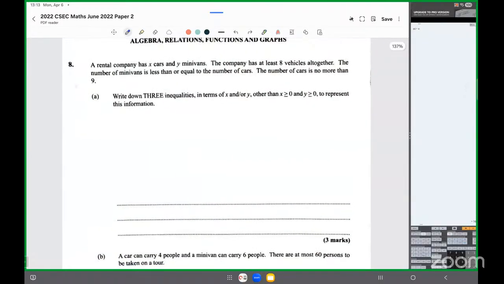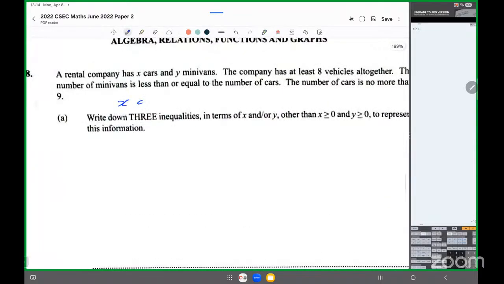Number 9 says, a rental company has X cars and Y minivans. It's a linear programming question. Let's see that. It says the company has at least 8 vehicles. The word vehicle is taken to mean the sum of the cars and the minivans, right? So let me write it out. We have X cars. We have Y vans. Let's call the minivans vans. The vehicles means the total.